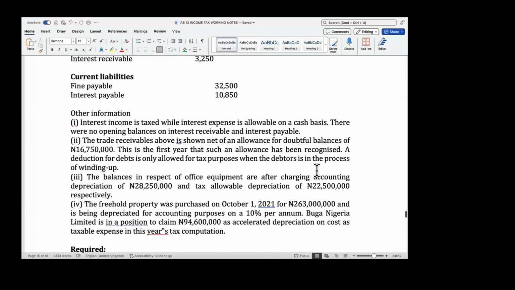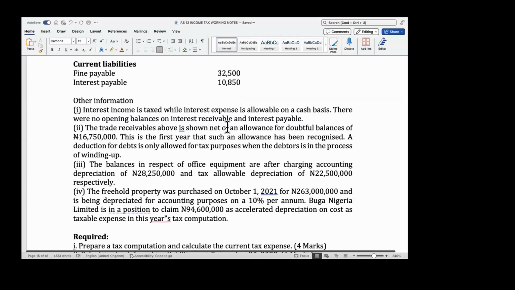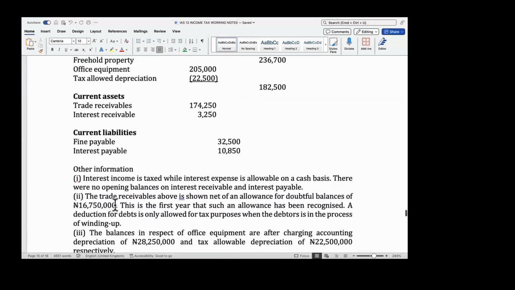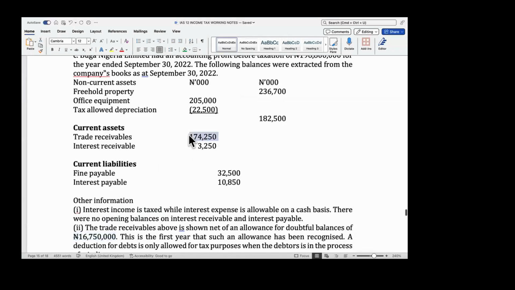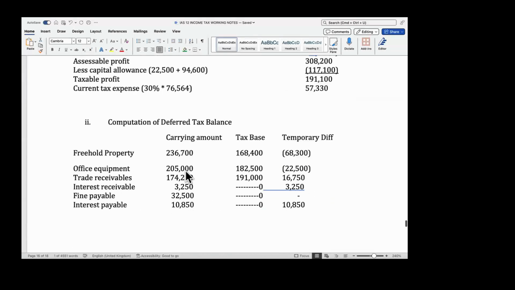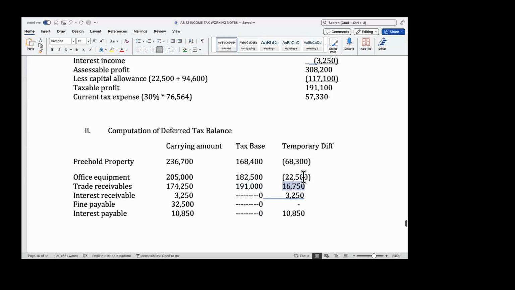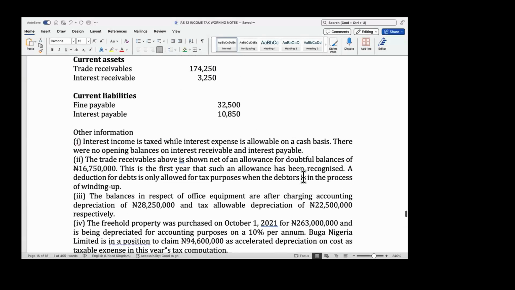Okay. So this trade receivable adjustment was in respect of the allowance for doubtful debts. They told us from this question that it is only allowed for tax purposes when the debtor is in the process of winding up. So that means it is not allowed for tax purposes. The taxman will not allow it, that's why we added it back to the trade receivables to get our tax base. And you see that it's coming in as a deductible. It will be allowed in the future as a deductible temporary difference for that trade receivables. Okay, Ufoma?